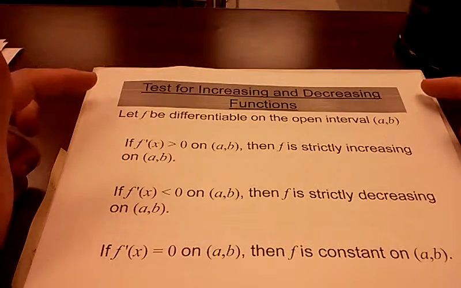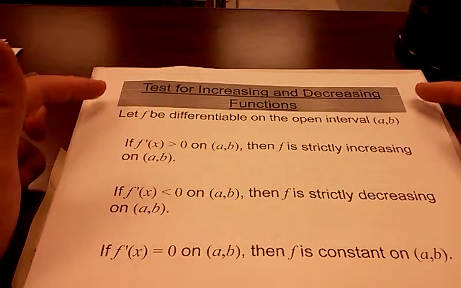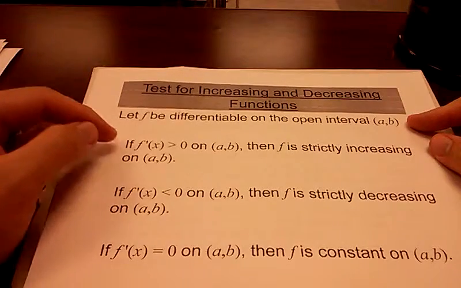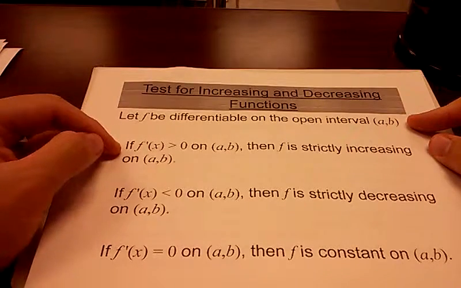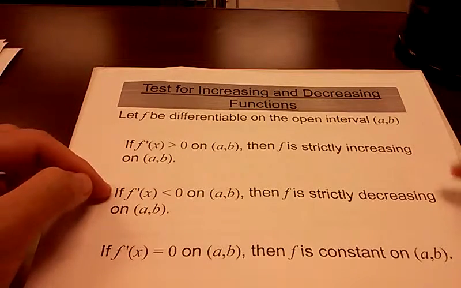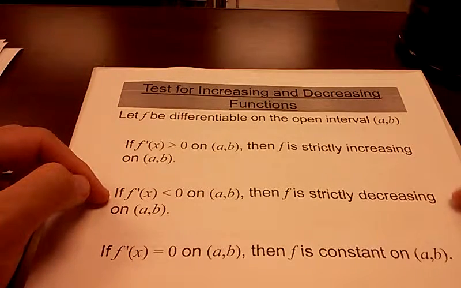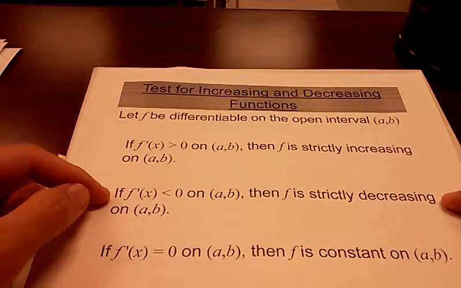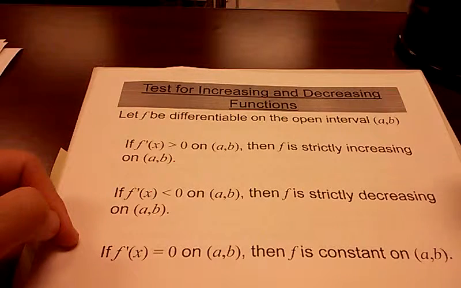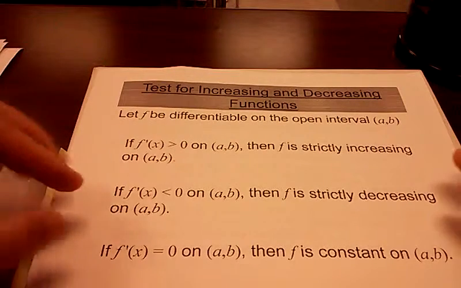Now, the test for increasing and decreasing functions is: let f be differentiable on an interval (a, b). If the derivative is greater than 0, in other words, if it's positive, then the function is increasing. If the derivative is negative, or less than 0, then the function is decreasing on that interval. Finally, if the derivative is 0 on that interval, then that means that f is constant. It's staying the same number over that interval.